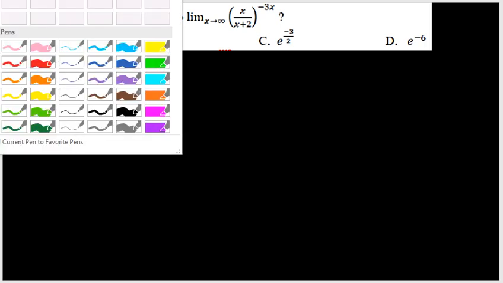Let us continue solving past exam papers. The first question: which of the following is equal to the limit of the function x over x plus 2, the whole to the power of negative 3x.